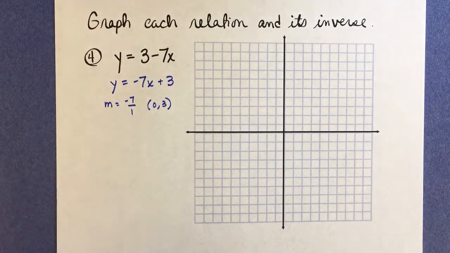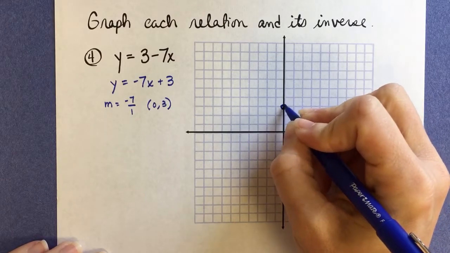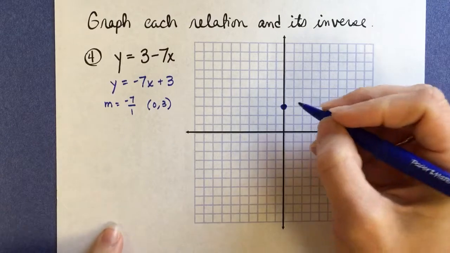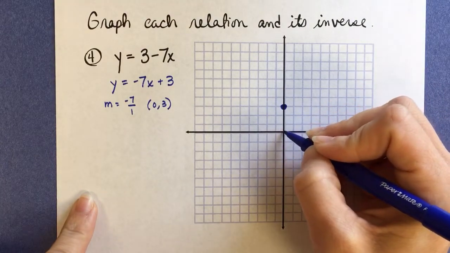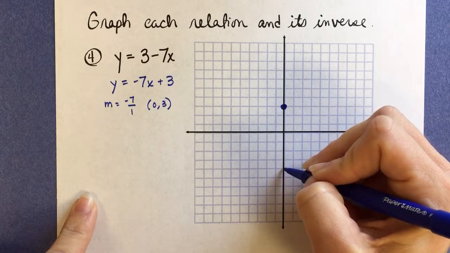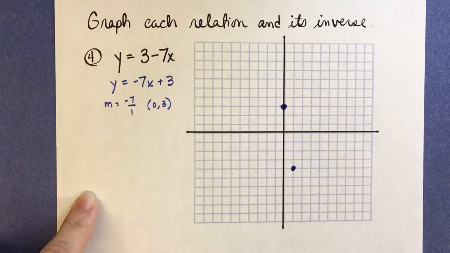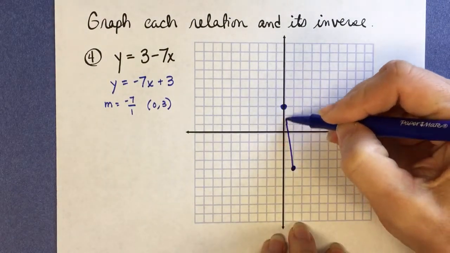So you can use a calculator to help you graph it, that's fine, but you can graph this one just by using slope and y-intercept. All right, so my y-intercept's at +3, and since my slope is -7/1, that means I'm going to go down 7 and then to the right 1. So 1, 2, 3, 4, 5, 6, 7, and to the right 1. So this is actually the graph of the relation that's given to me.